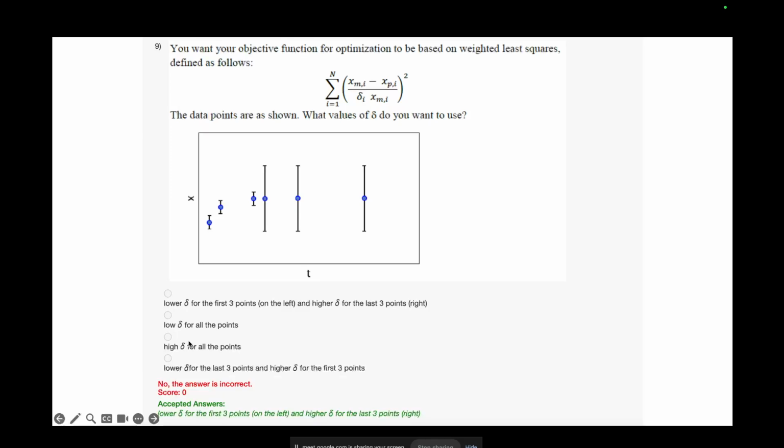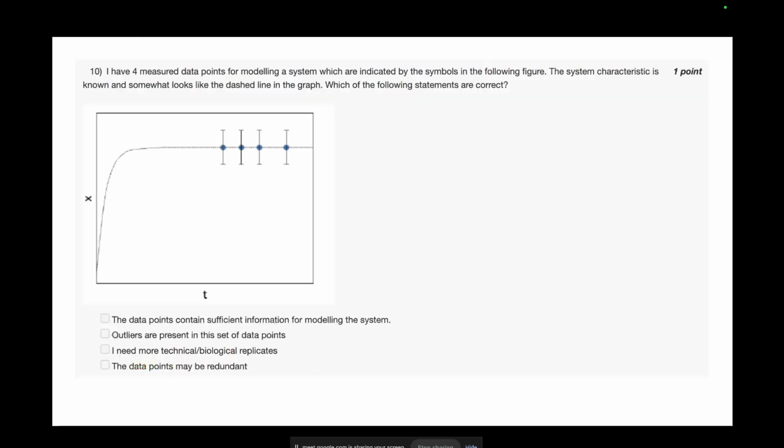So the answer is basically lower delta for the first three data points. You want to penalize those less because those have given you less variable data. But on the right hand side, you have three data points which have given you a lot of variation, so you would want to penalize those values more in your cost function.